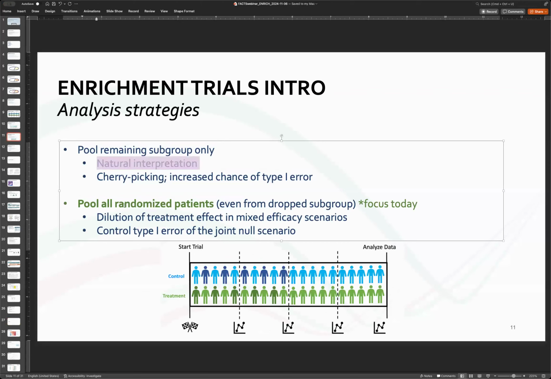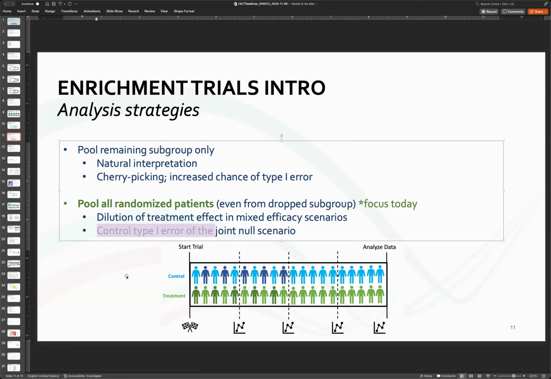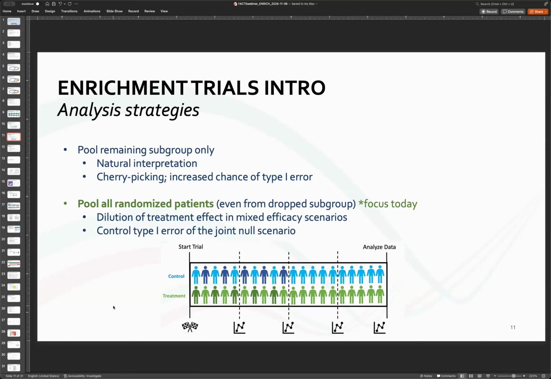It would be more natural to test just the remaining subgroup, but that, again, comes with some cherry picking and an increased chance of type 1 error. So when you use all randomized subjects, you use the across group treatment effect estimate, you might get some dilution from including patients from a dropped subgroup, but you get this nice statistical control of type 1 error in the joint null scenario, which is something that we worry about.